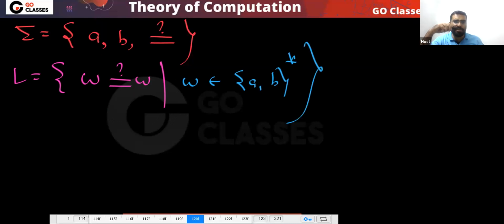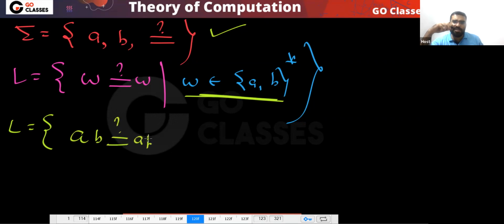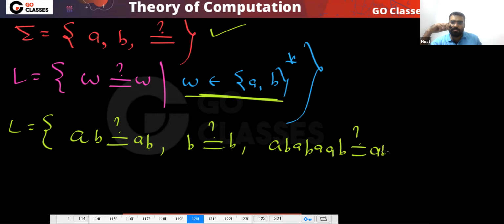So what this means, can anyone tell me? Remember, in our alphabet we have these symbols, but W is a string of A, comma B. So it is like this. This type of strings we have in this L, correct? Yes or no? Now you understood this language.